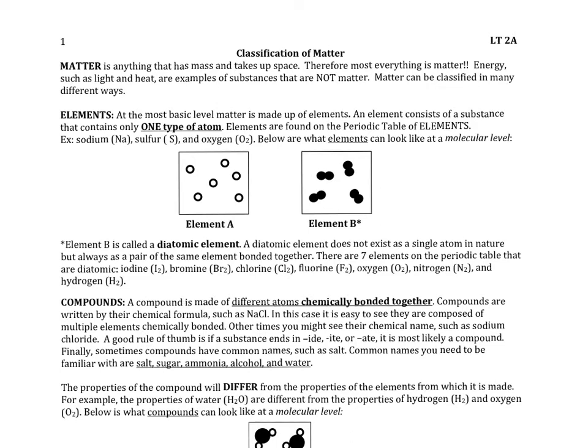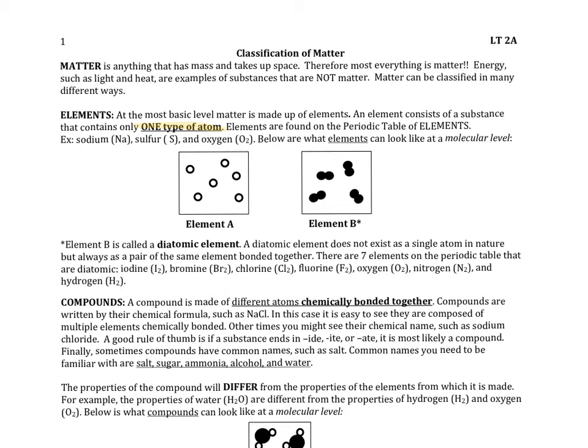So one way to classify matter would be in elements, and that's kind of the most basic part. So an element is just made up of one type of thing, one particle, or one type of atom, and those atoms are found on the periodic table of elements, so you'll just see the name of them, just like they are on the periodic table: sodium, sulfur, oxygen, hydrogen, helium, any of that stuff. So it's just made up of one type of thing.